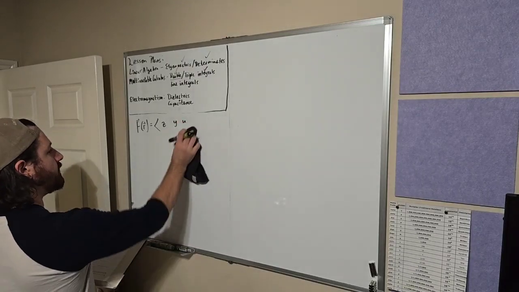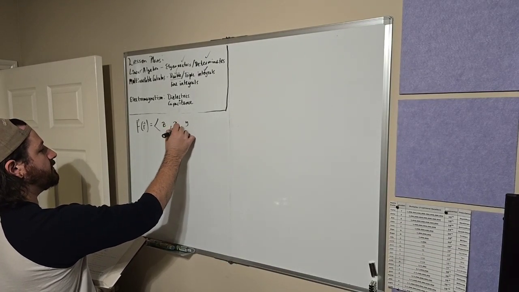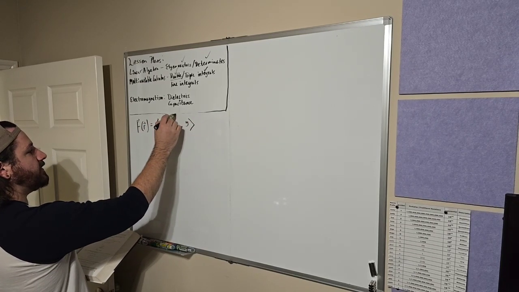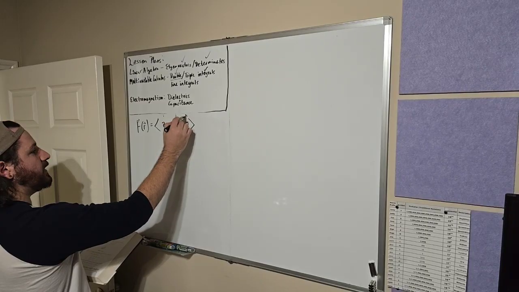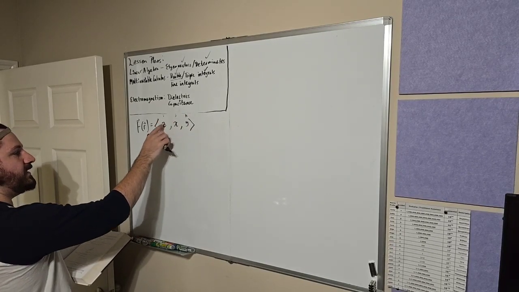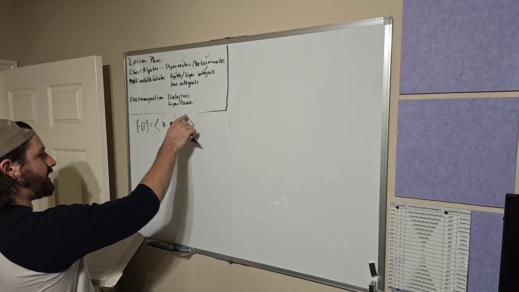I said x and I wrote y. So z, x, and y. And remember, these are still in normal i, j, k. So these are still in normal x, y, z. The i component is z, the j component is x, and the k component is y.